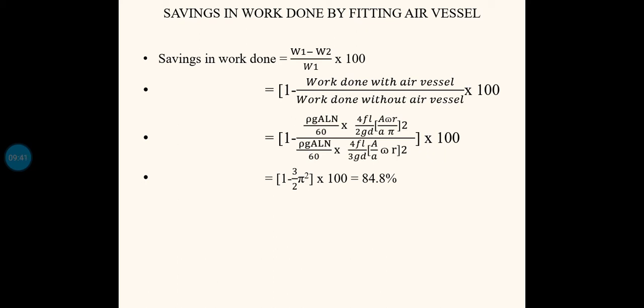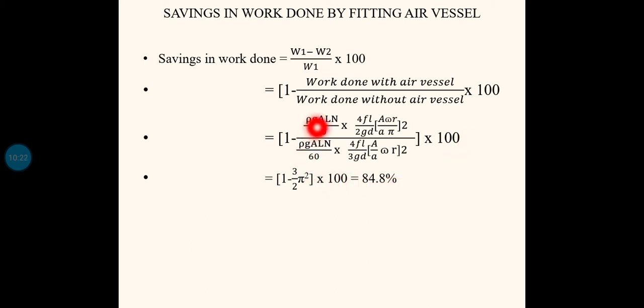So here W1, the work done without the air vessel, will be greater, and with the air vessel we require less work. So W1 minus W2 by W1 into 100 will be the saving in work done. W1 by W1 is 1, so 1 minus W2 by W1 into 100. W2 is the work done with the air vessel, and W1 is the work done without the air vessel. Now substituting for W2, that is rho g L N by 60 into 4FL by 2gD A by a omega r by pi whole square, and for W1, that is rho g L N by 60 into 4 by 3, 4FL by gD into A by a omega r whole square, into 100.